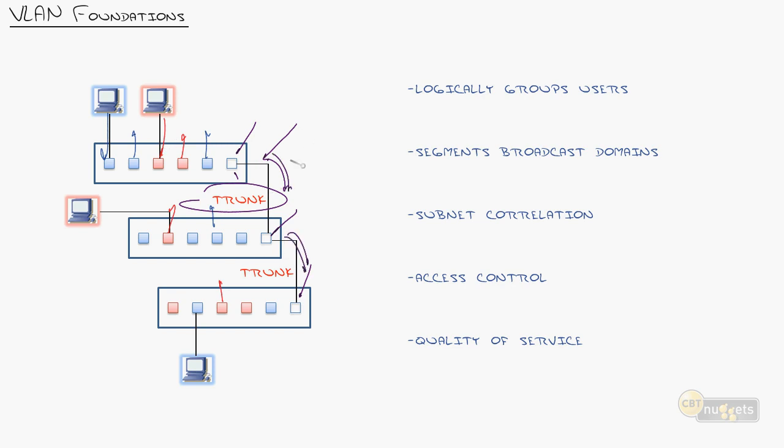So usually, if these are all 100 megabits per second ports, you'd want that one to be maybe 1,000 megabits per second. Those are your bottlenecks because they're carrying a lot of traffic. They have a lot of work to do.